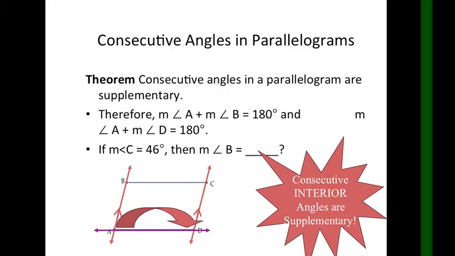If the measurement of C is equal to 46 degrees, what is the measurement of B? Angle C and angle B are consecutive angles. Correct. So, consecutive sila. So, therefore, nakaka-form sila ng 180 degrees. Kung 180 degrees ang total nila, ano ang measurement ni B kung ang measurement ni C ay 46? So, we just subtract 180 minus 46. We will get 134 degrees.